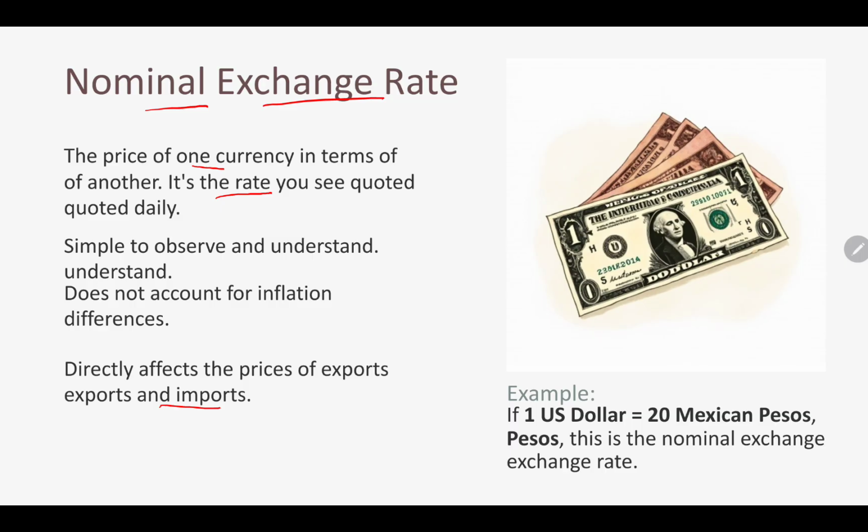The nominal exchange rate is the day-to-day exchange rate which we can see at the exchange office. One US dollar, for example, is equal to 20 Mexican pesos, or, for example, one Bahraini dinar is equal to how many dollars, you can calculate.